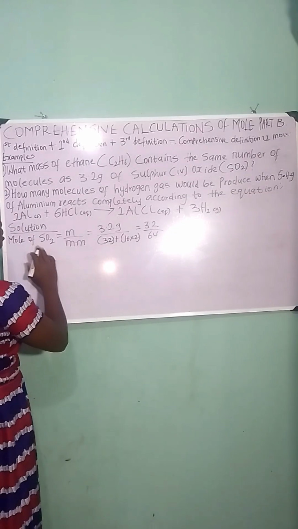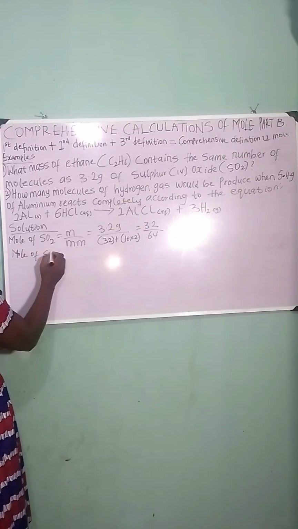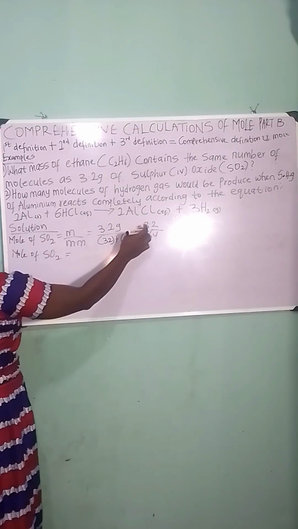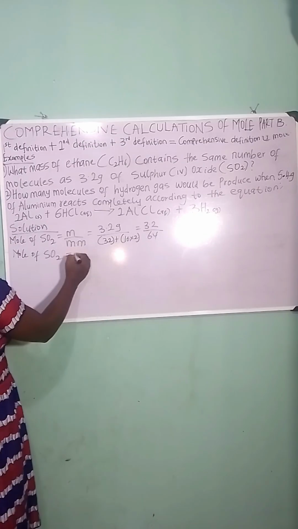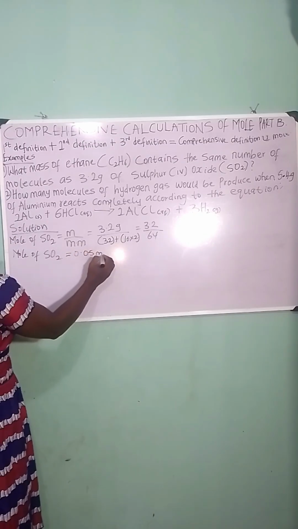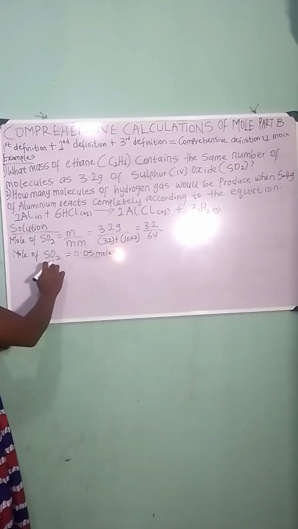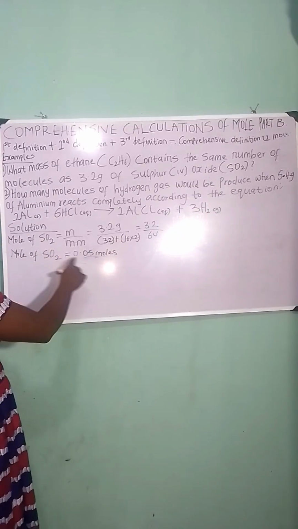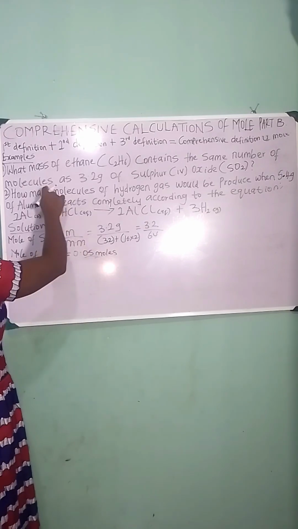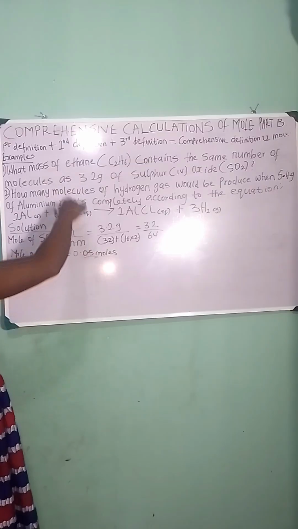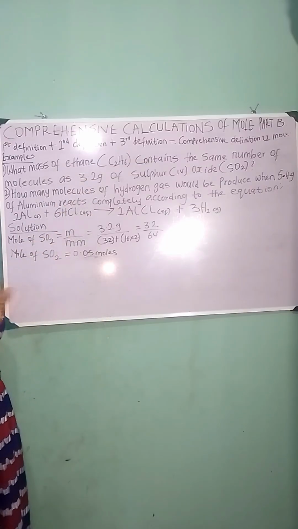Now, the mole of sulfur 4 oxide will be 3.2 divided by 64. This is equals to 0.05 moles. Beautiful. This is the mole of sulfur 4 oxide. That means this 0.05 moles is the same number of molecules as ethane. It means that the moles in ethane is still 0.05 moles.